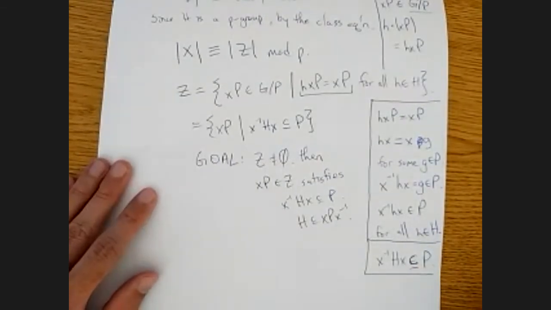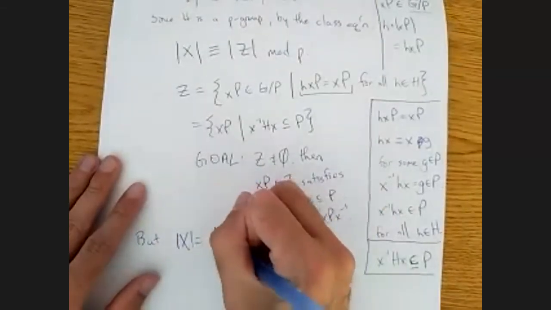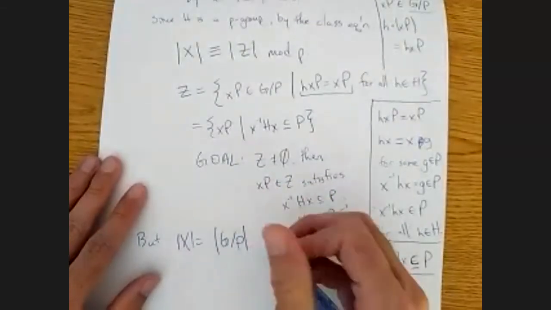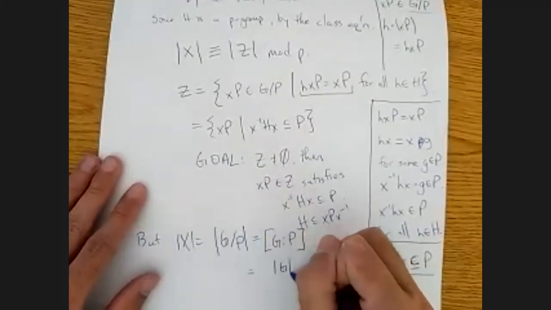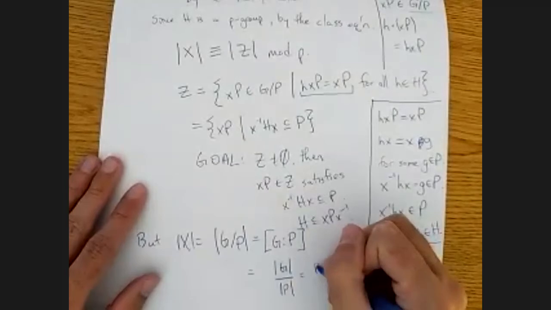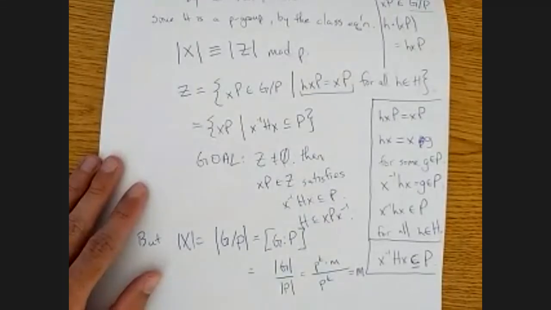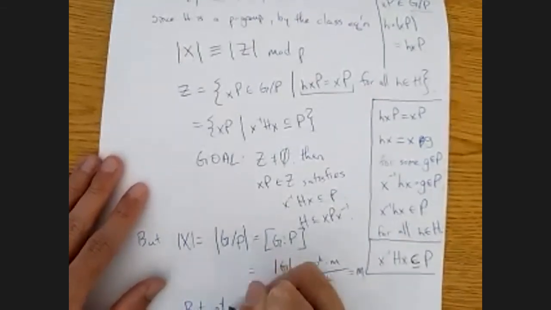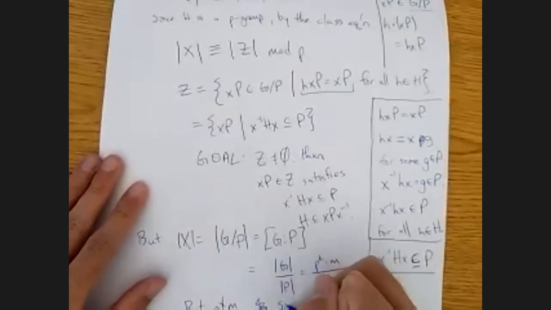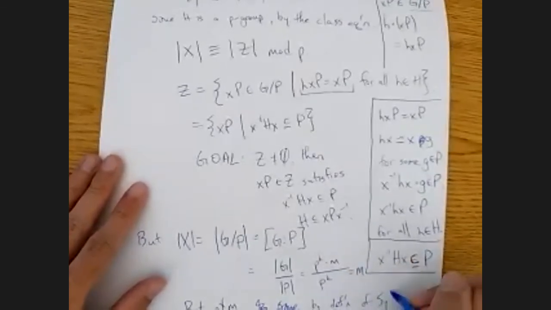Okay, now we need to look at the size of X. But X is just the number of cosets of this Sylow p-subgroup P, which is the index. The index is just the size of G divided by the size of P. The size of G is p to the k times m. The size of P is p to the k, so we get m. So the number of elements of X is m, and p does not divide m. This is by definition of a Sylow p-subgroup.